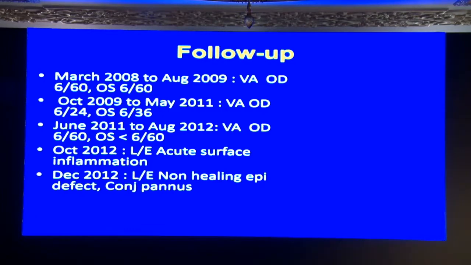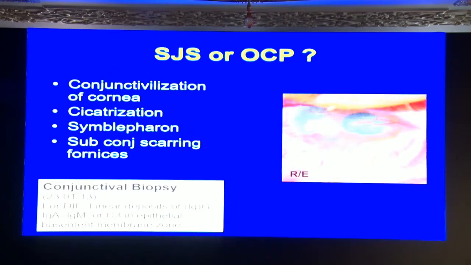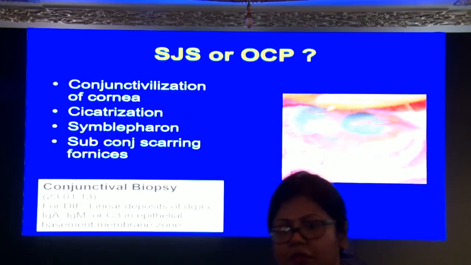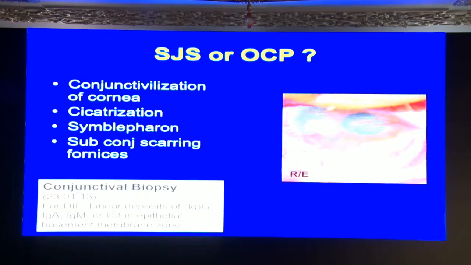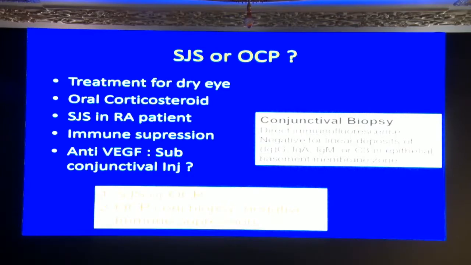So we again treated with systemic steroids, but it was in 2012 that we thought, let's see whether we are dealing with SJS only or it is something else. There was some scarring also developing at that stage. So we went for a conjunctival biopsy for this patient, and the biopsy was negative. So my question is, should we keep this patient as still Sjogren or SJS or OCP?